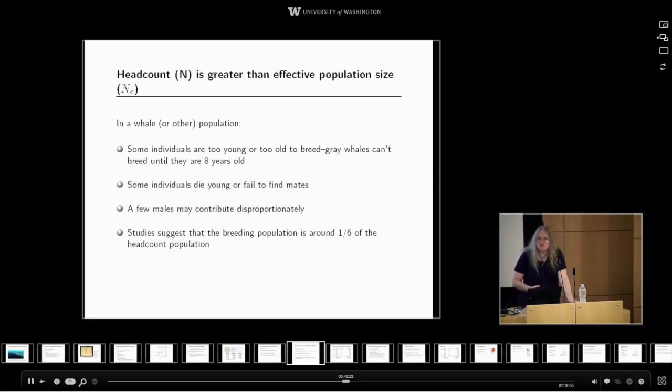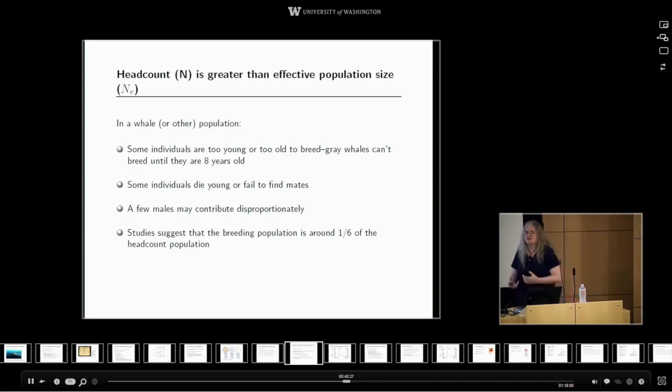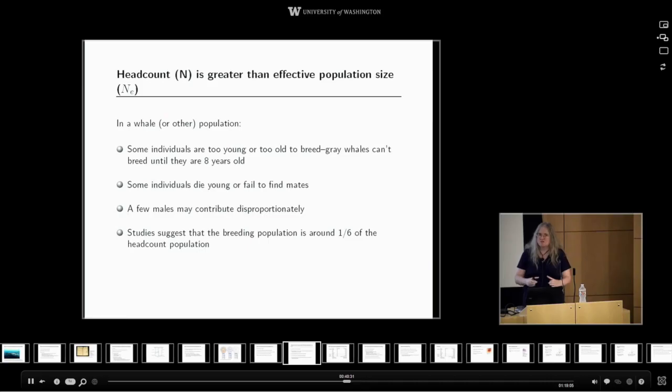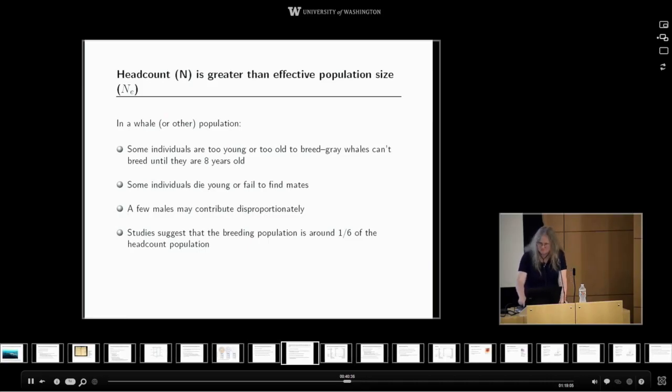So studies of whales suggest that the breeding population is actually only about 1/6 of the head count population. So the numbers I'm going to show have been corrected for that, to go from the genetic estimate of breeding population to an estimate of how many whales swimming around that should actually mean.